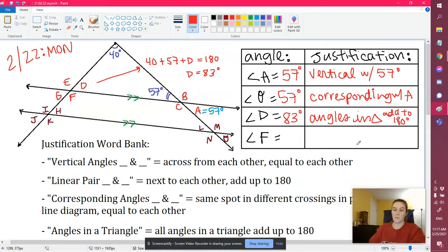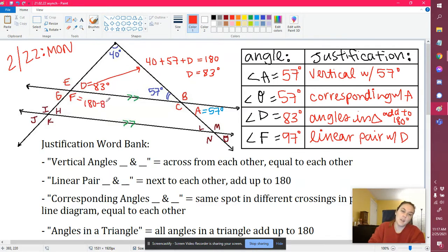Perfect. And then the last one we're going to do in the video is F. If we already know that D is 83, F is right next to D, right? The angles form a straight line when you put them together. So F and D are linear pairs, which means that when you add them together, they equal 180. So again, for F, we would do 180 minus 83. 97.